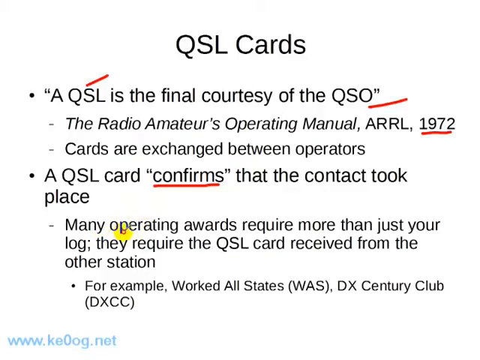Most operating awards require not just your log, they require the QSL card received from the other station. Some examples for these are Worked All States and the DX Century Club Awards, and a bunch of non-ARRL awards require these also. The reason is it's not only your indication that you have worked the station, but you have some proof from the other station that they agree that you worked that station.